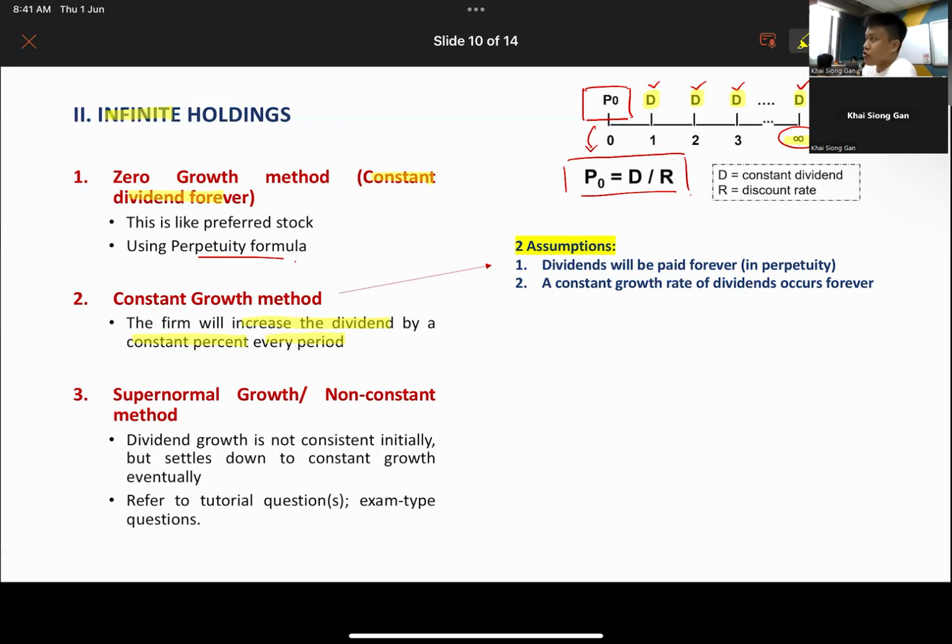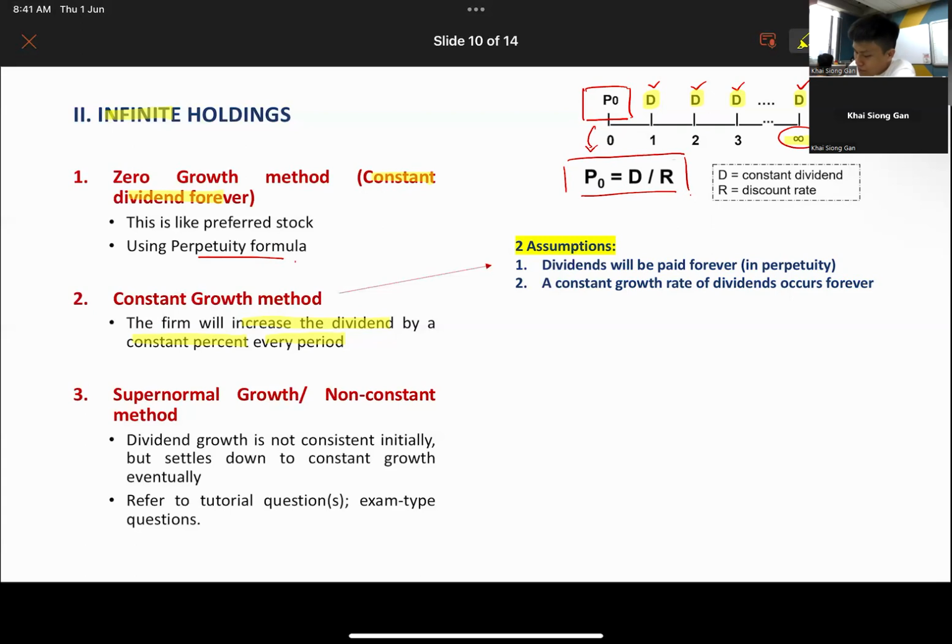But of course, this is arguable because it looks unrealistic. How can you ensure that the growth rate can be consistent, can be the same every year? It is hard to achieve that. It is unrealistic. So this method only applies theoretically, but it is hard to apply in practice.